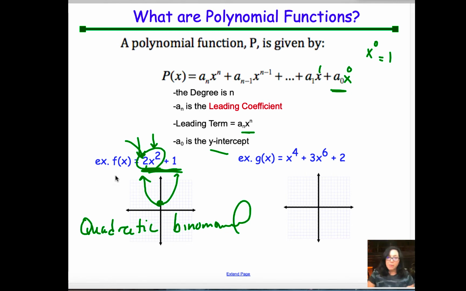Now, a lot of people will say, well, wait, that's a second degree, because we see the 2. It's not wrong to say second degree, but you should know that second degree does mean quadratic.